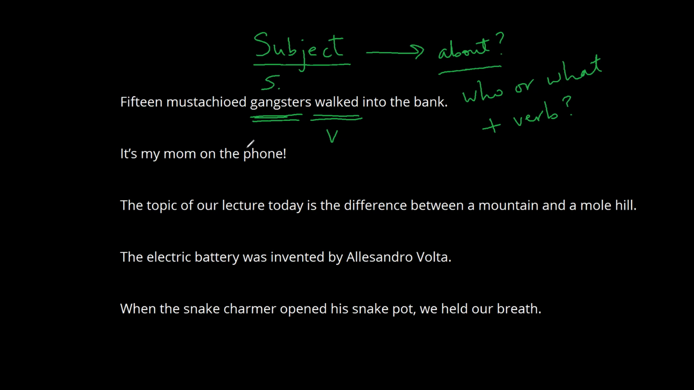If you want to be more specific, you can also distinguish between the simple subject, which is gangsters, and the complete subject, which is the simple subject with all of its modifiers. So that would include 15 and mustachioed.